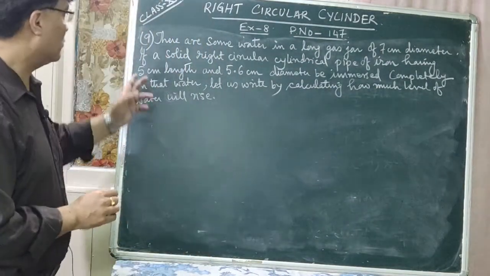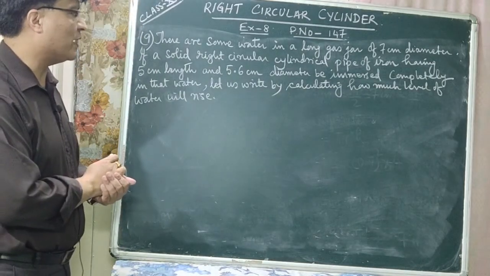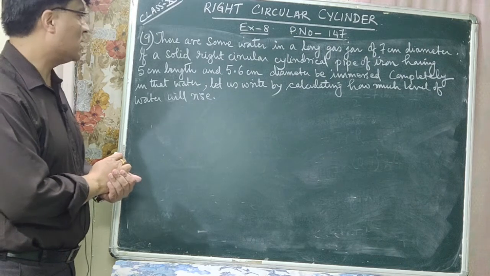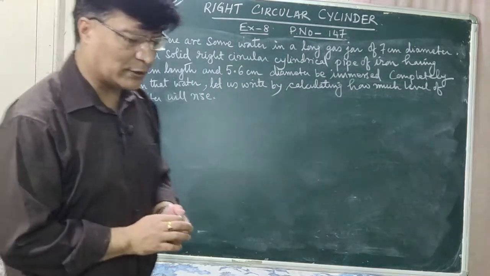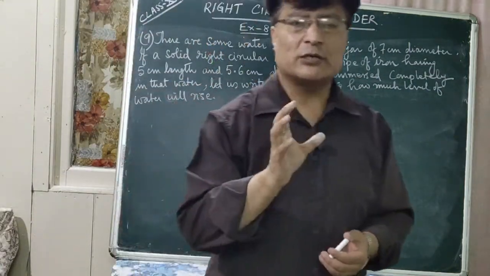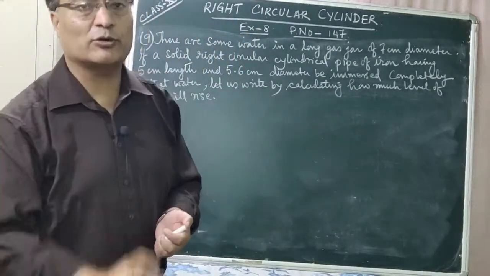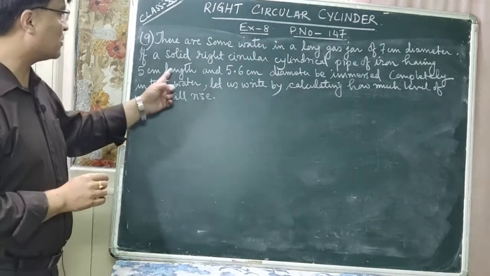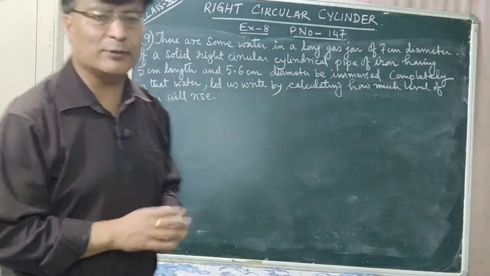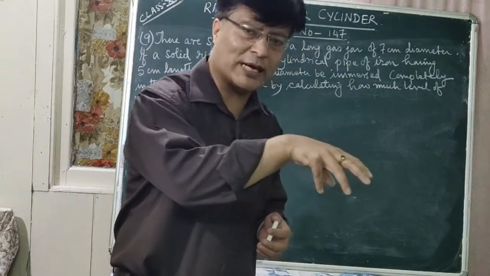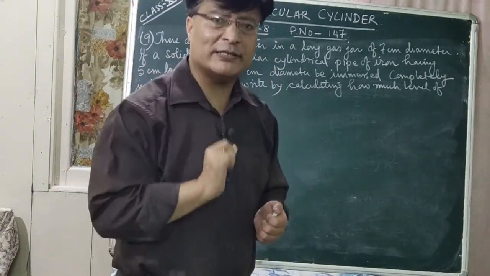Now, if a solid right circular cylindrical pipe of iron having 5 cm length and 5.6 cm diameter be immersed completely in that water, let us write by calculating how much level of water will rise. There is a small solid right circular cylindrical pipe whose length is 5 cm and diameter is 5.6 cm. It is completely immersed in the jar. When it is completely immersed, the level of water will rise.